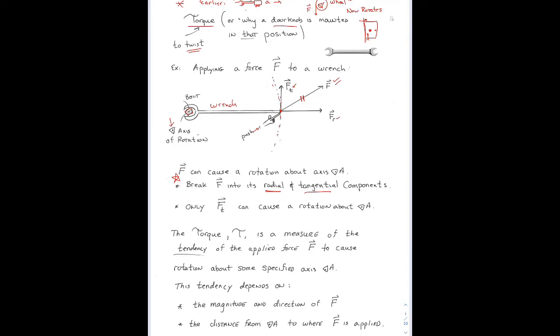Imagine taking away that force and all you have left are the radial and tangential components of the force, acting at the end of the wrench. Only the tangential component of the force is going to cause a rotation. If you're pulling on it along the radius, that's not going to cause a twisting. So only the tangential component of the force is going to cause rotation about the axis A.